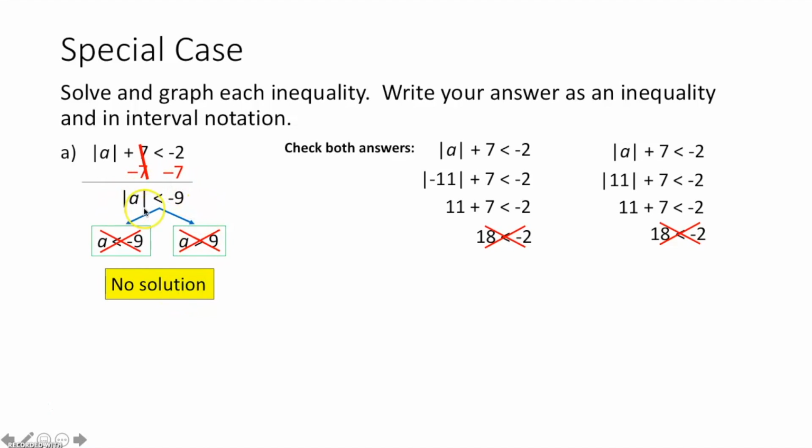You could have been tipped off right here when we talked about it. The absolute value of a is less than negative 9. Can the absolute value of something be less than a negative number? No. Absolute value is going to make it positive. Therefore, it can never be less than a negative number. That doesn't make sense. So we write no solution.